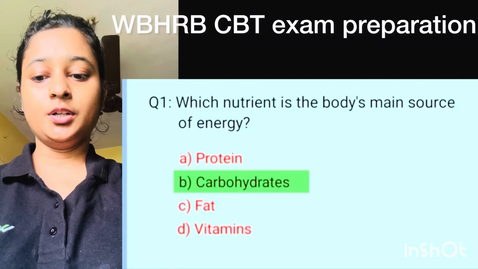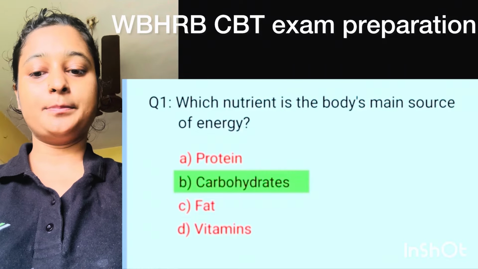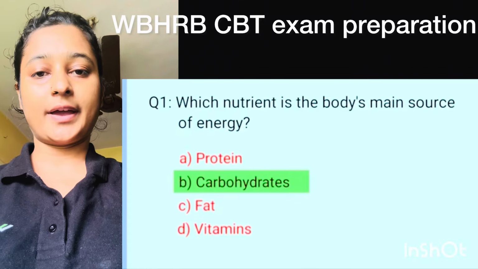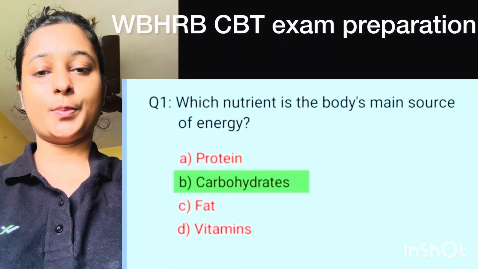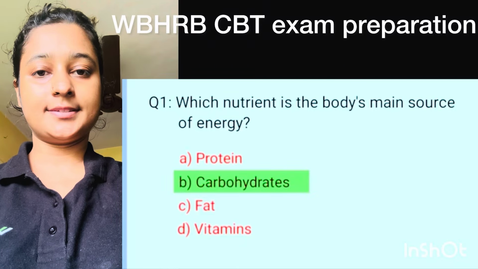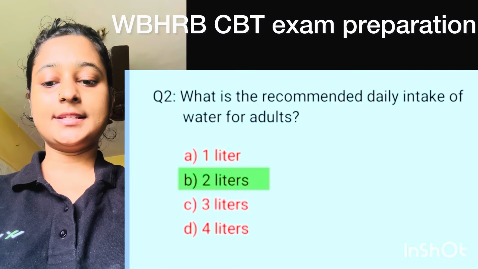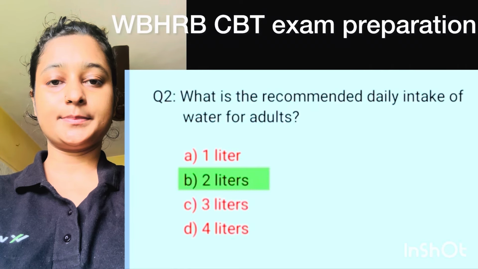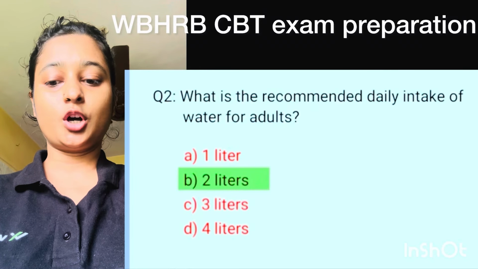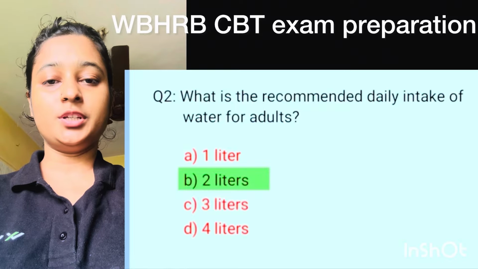Question number 1. Which nutrient is the body's main source of energy? Here correct option is option B, carbohydrates. Question number 2. What is the recommended daily intake of water for adults? Here correct option is option B, 2 liters.